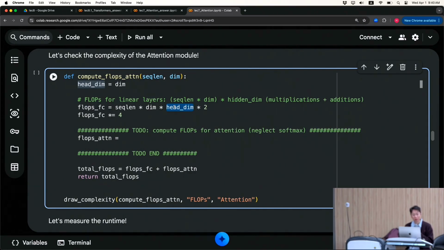Per each token separately, we're going to do a matrix-vector multiply, and times 2 for the flops because we want to count each multiply and add. And we have 4 such matrix multiplies. And then there is the attention part itself. Let's neglect the softmax because it's an element-wise operation. It's very cheap.